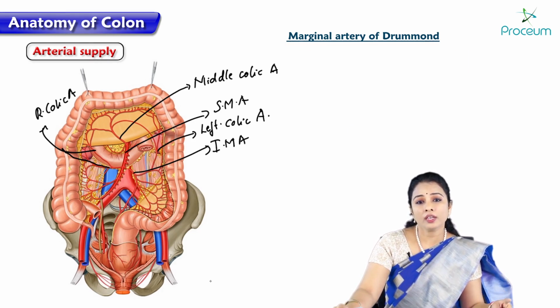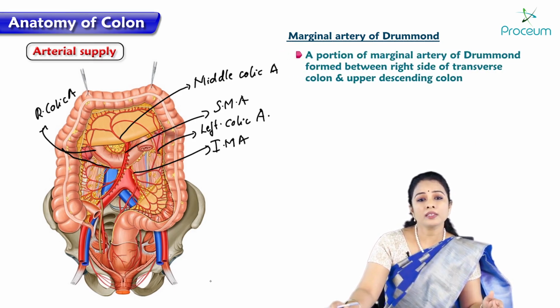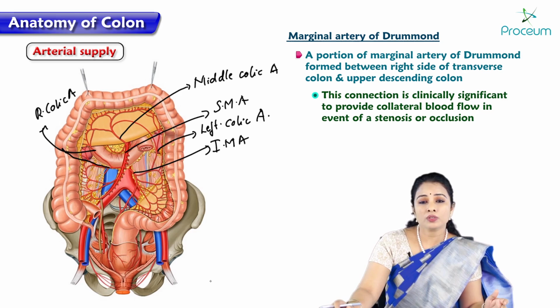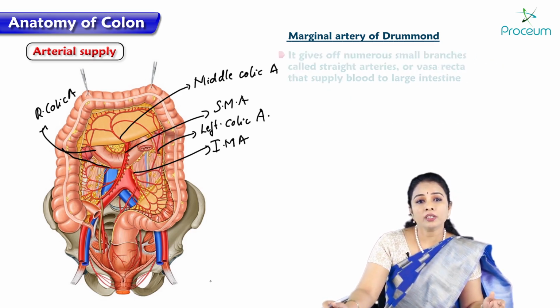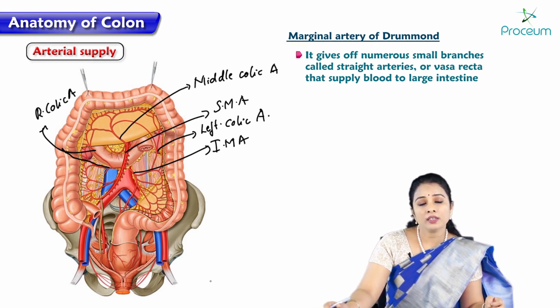The arcade of Riolan is a portion of the marginal artery of Drummond formed between the right side of the transverse colon and the upper descending colon. This connection is clinically quite significant, as it provides collateral blood flow in the event of stenosis or occlusion. The marginal artery of Drummond gives off numerous small branches called straight arteries or vasa recta that supply blood to the large intestine.